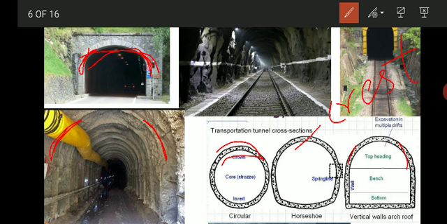Then next are the walls. So these are the walls which are vertical. These are all the walls of the tunnel which are vertical. The vertical segment of the tunnel which connects the floor and the crown is known as the wall of the tunnel, that is the side of the tunnel.